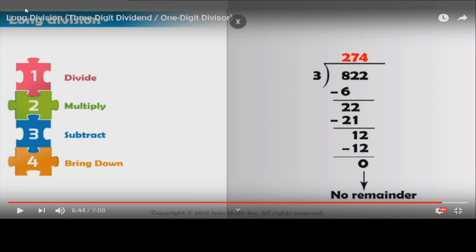So we can say 822 divided by 3 equals 274. Any questions, guys? That was well done, brilliant.